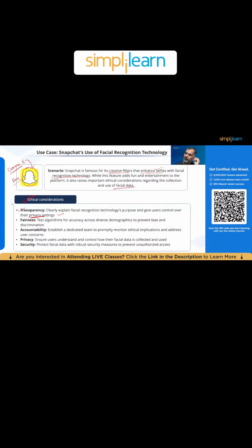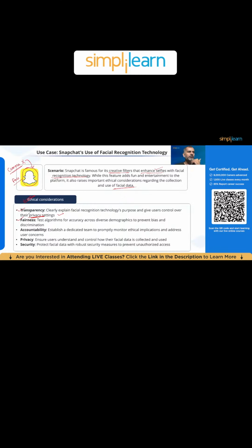Whenever you install a Snapchat kind of application on your phone and use it the first time, it asks for your permission that this application is going to access your camera. Are you okay with that? You have to give the consent for that. The second is fairness.